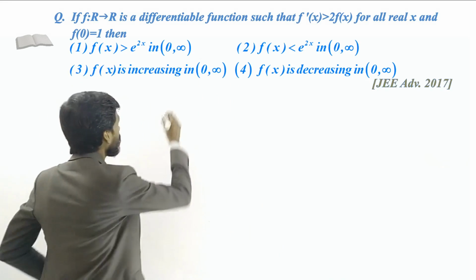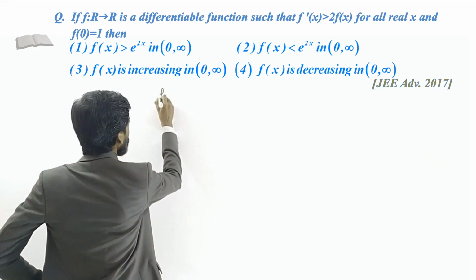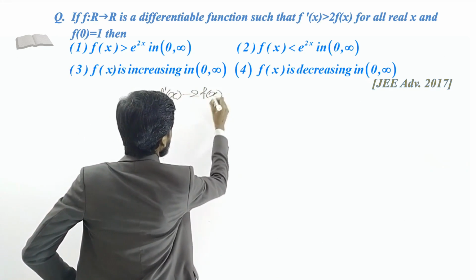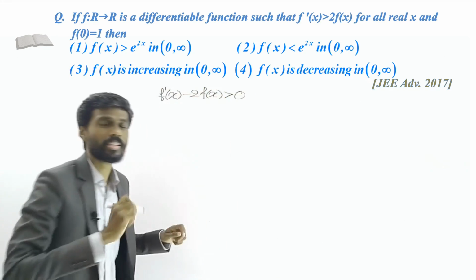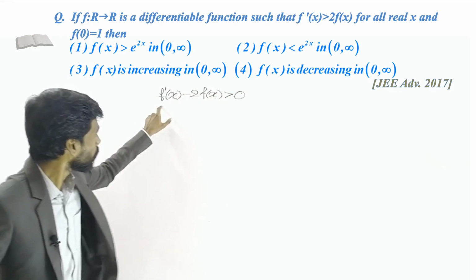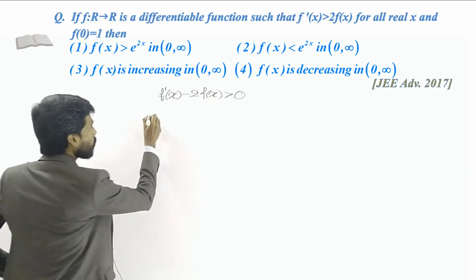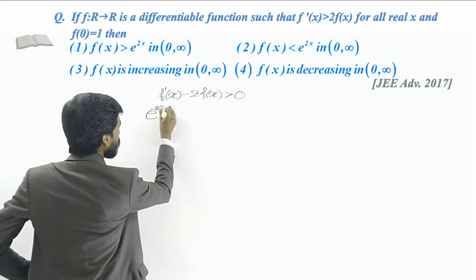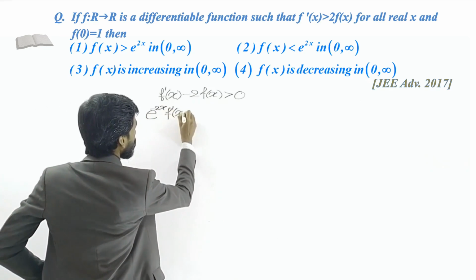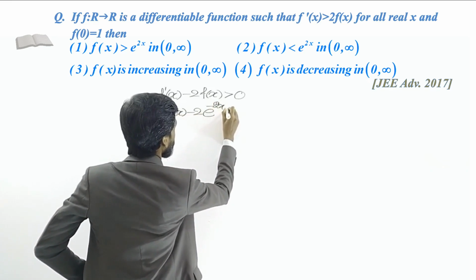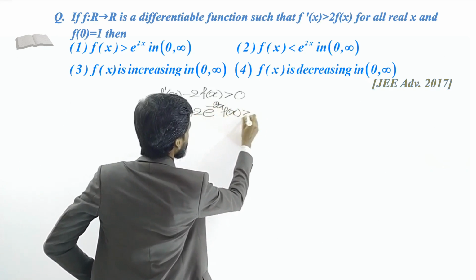Alright, so what is given here is this one, f dash of x minus 2f of x, so that value is greater than 0. So this is what is given in the question. Now what you do, so this whole thing is the derivative of some function. See, this step is important. The next one, so you multiply this expression by e to the power minus 2x. So e to the power minus 2x f dash of x minus 2e to the power minus 2x f of x. So this is greater than 0.